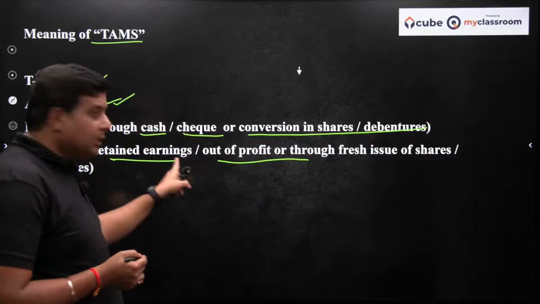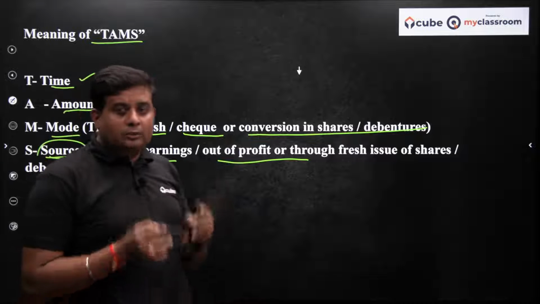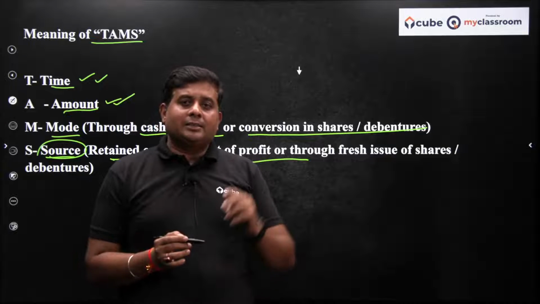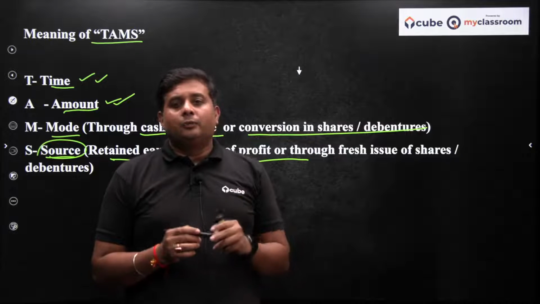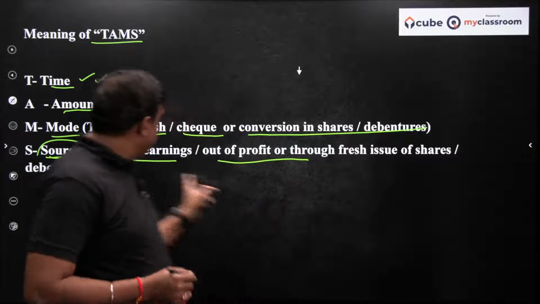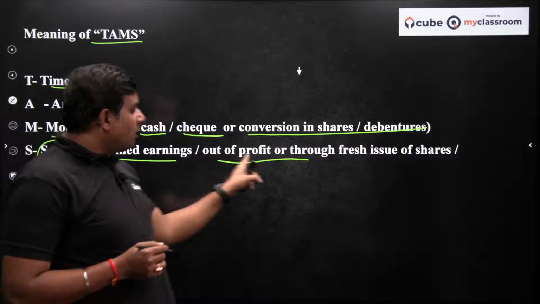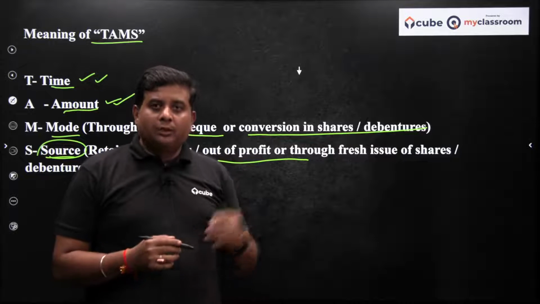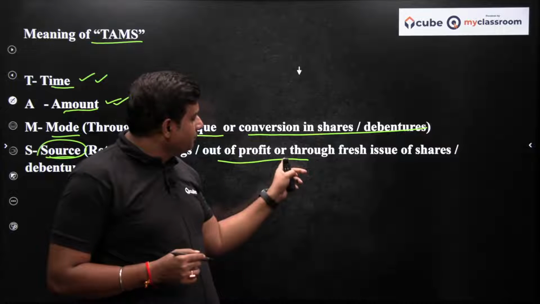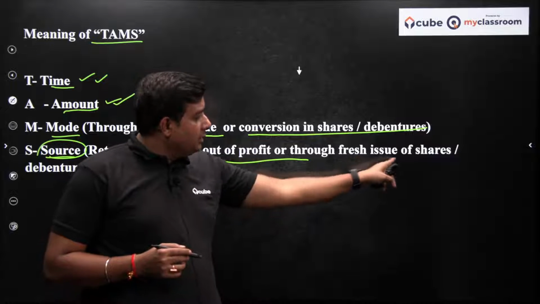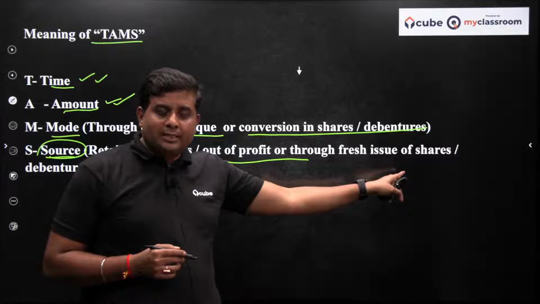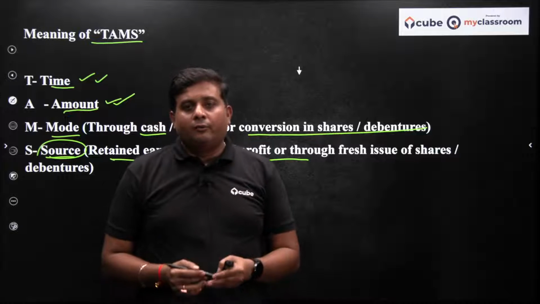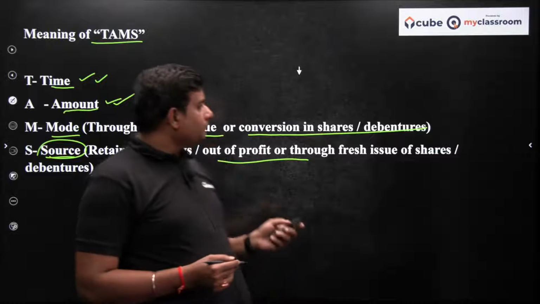In retained earnings, whatever income we are generating, that profit is accumulated at one place, and that profit can be utilized for the repayment of your debentures. So this is retained earnings. Out of the profit: suppose sometimes we have a huge profit, so that profit can be used for the repayment of debentures. Next, additional shares can be issued in the market so that we can get the funds, and those funds can be used for redemption of debentures.